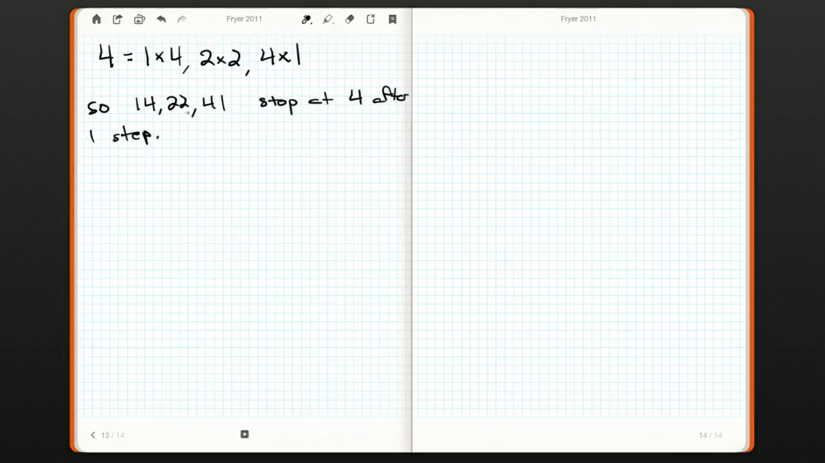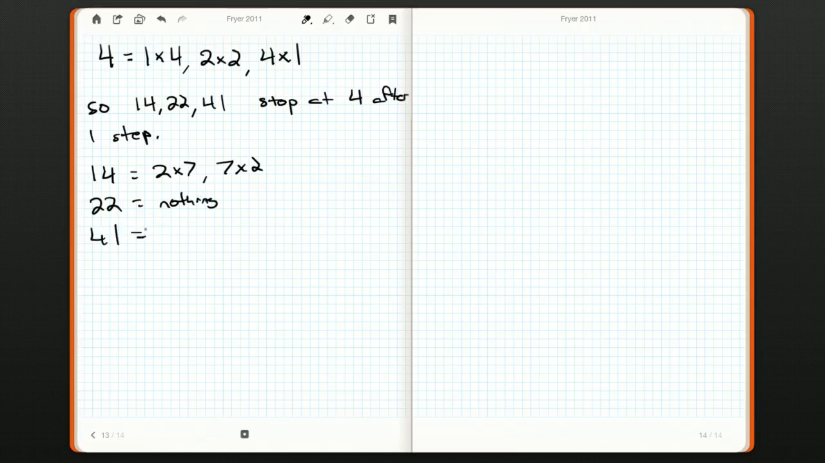So each of these guys stops at 4 after 1 step. Now 14, that can be 1 times 14, that's no good. 2 times 7, 7 times 2. So nothing works for 22. Nothing at all.